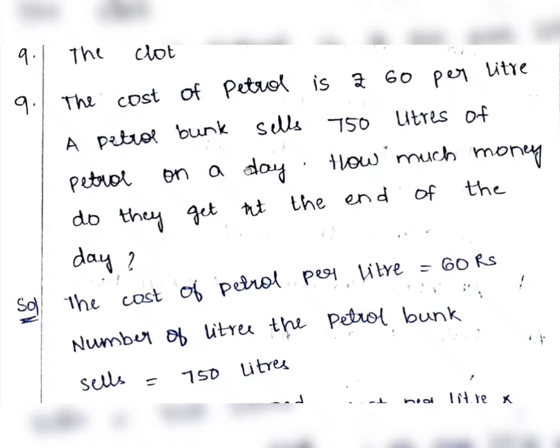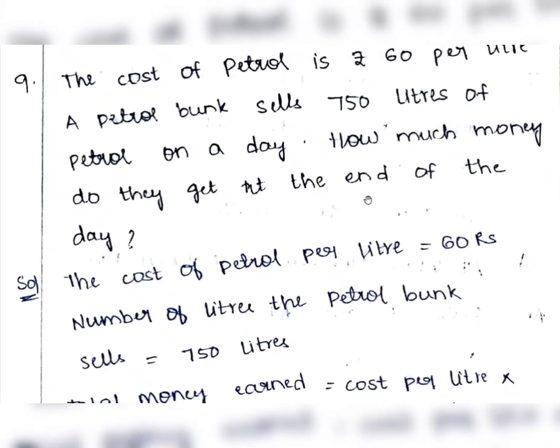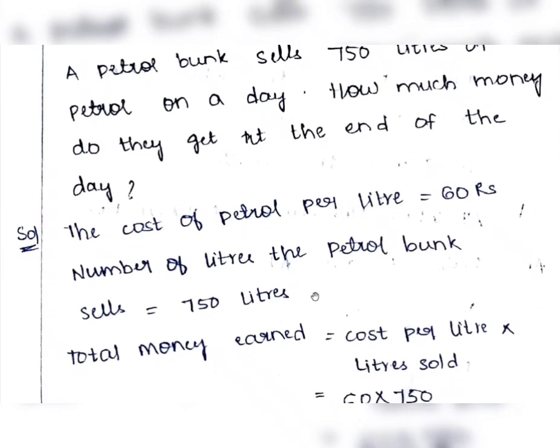In exercise 1.5, the 9th bit, the cost of petrol is 60 rupees per liter. A petrol bunk sells 750 liters of petrol on a day. How much money do they get at the end of the day? So we have to calculate this. For this, first we have to write down what is given in the question. The cost of petrol per liter is 60 rupees, which is given in the question. The number of liters the petrol bunk sells is 750 liters, which is given in the question.